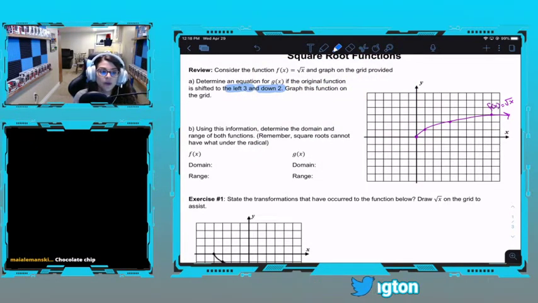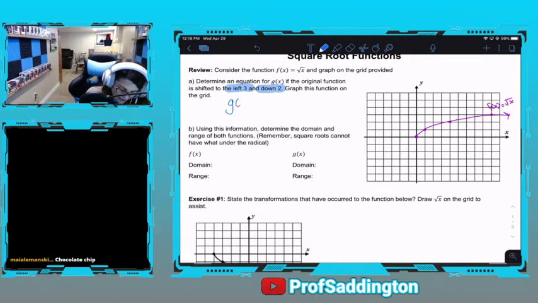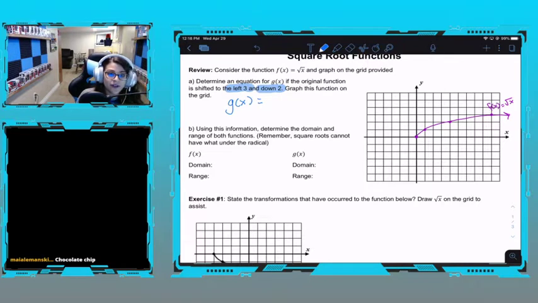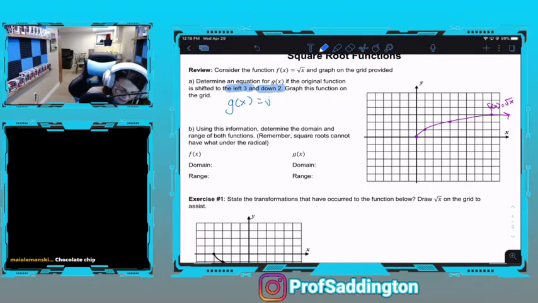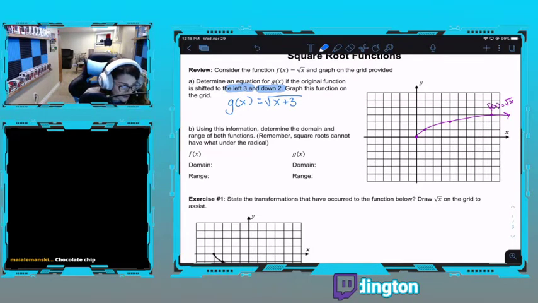So this is like what we were doing last unit. So for g of x, if I'm going to shift it left 3, that's going to be under the radical. So I'm going to do x plus 3, because remember it's going opposite of what you would think. And then down 2 is on the outside, and it's -2. So very similar to what we were doing in Unit 7. And then we can graph this.